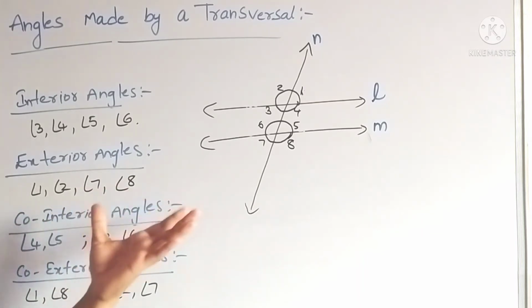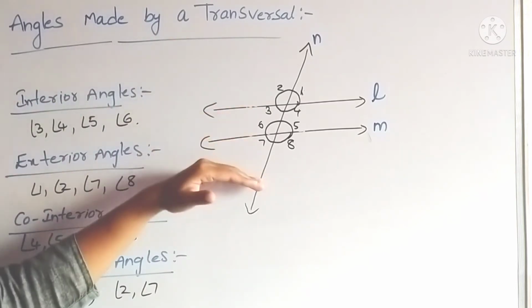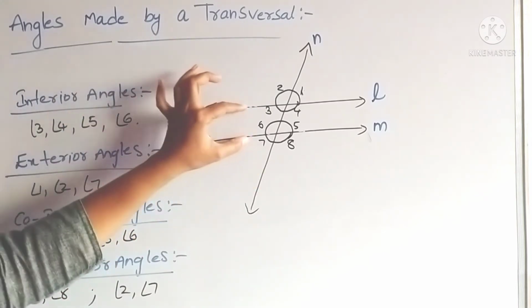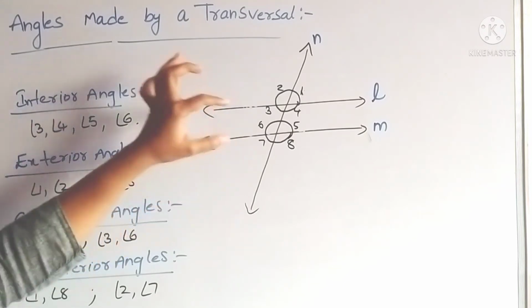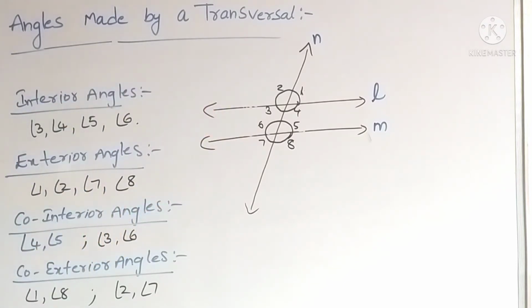Exterior means outside the two lines. Interior means inside, in between the two lines. Okay, so these are very easy. And next one, the most important one. So now you know what is an interior angle and what is an exterior angle.